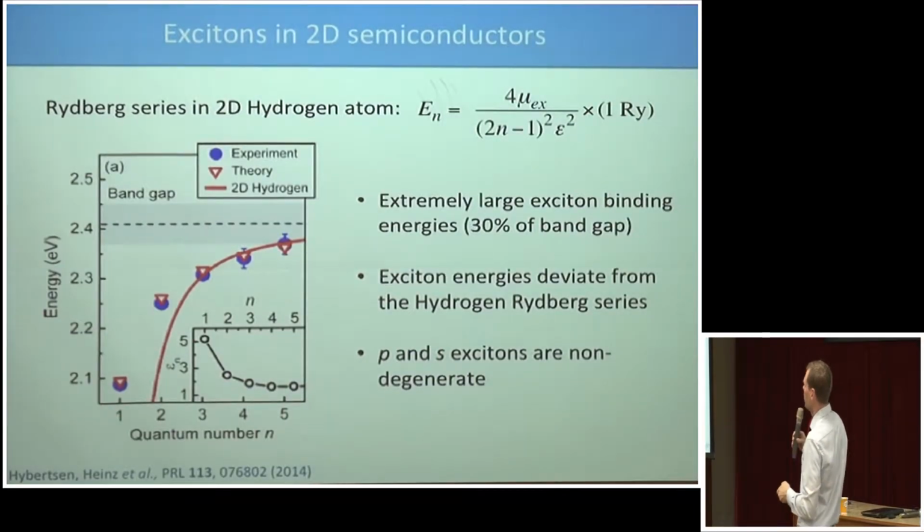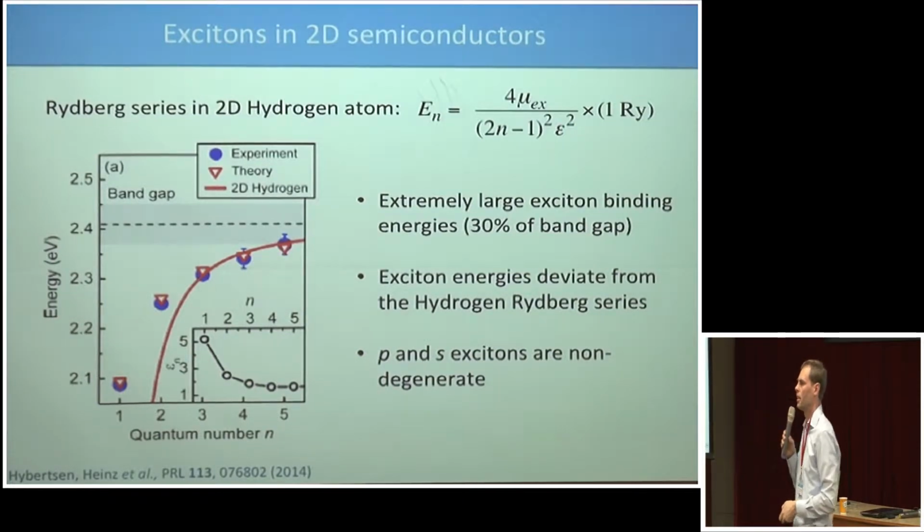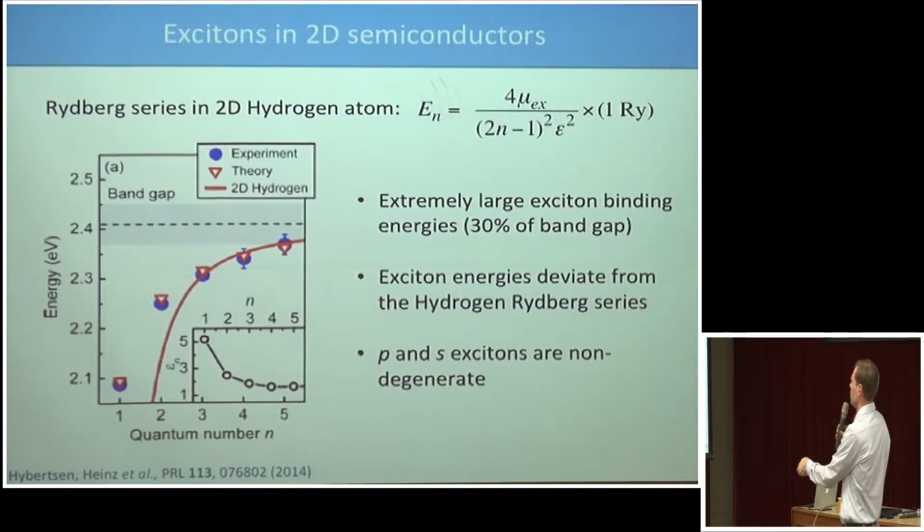Okay, let's look at some real excitons. These are experiments on tungsten diselenide from Tony Heinz. And what they measured here was the lowest 5 excitonic states in tungsten diselenide. So this is the Rydberg series here. This is the lowest lying exciton, the next, and so on.